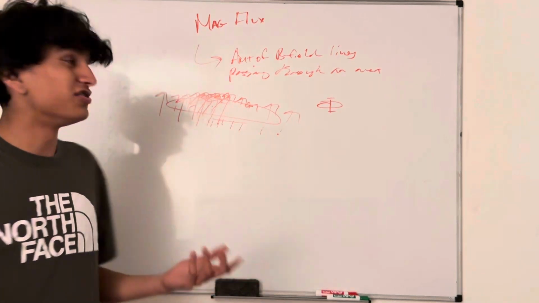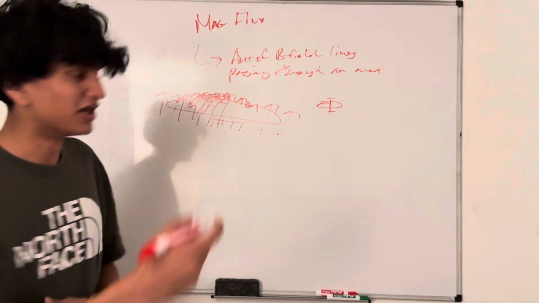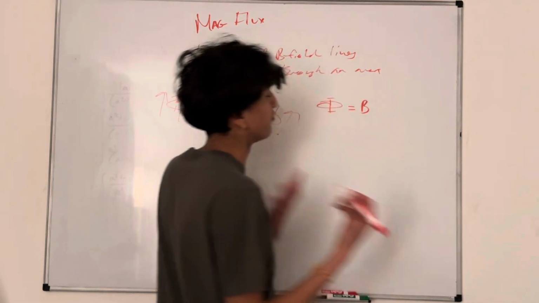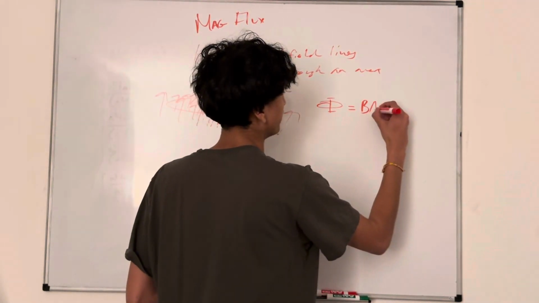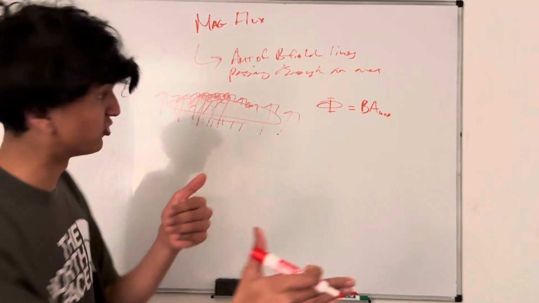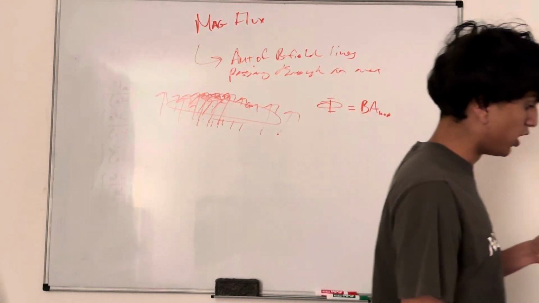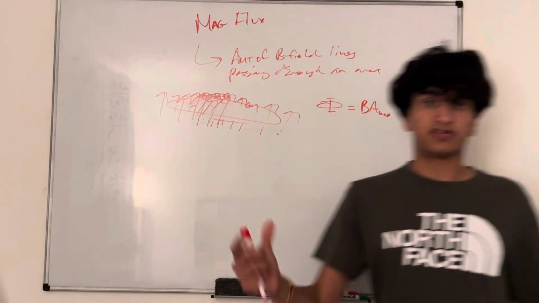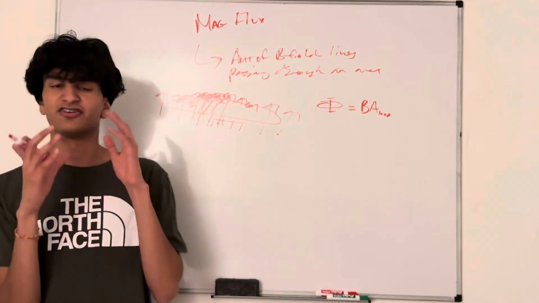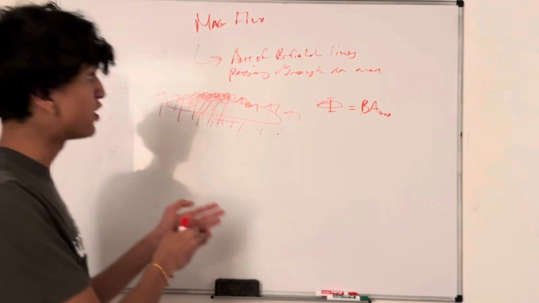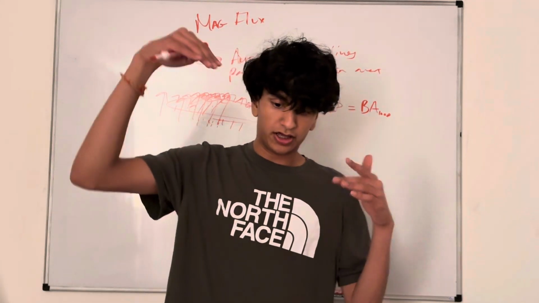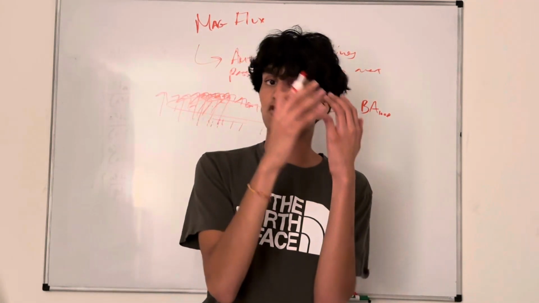The equation: I was talking about area and magnetic field. Magnetic flux ends up being the product of the magnetic field times the area that the magnetic field is passing through. So magnetic flux is actually a dot product. If you don't know what that is, you should learn about vectors because they're sick. A dot product is the same thing as work: force times distance times cosine theta.